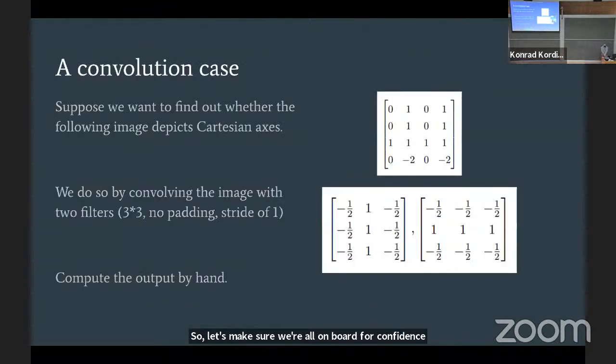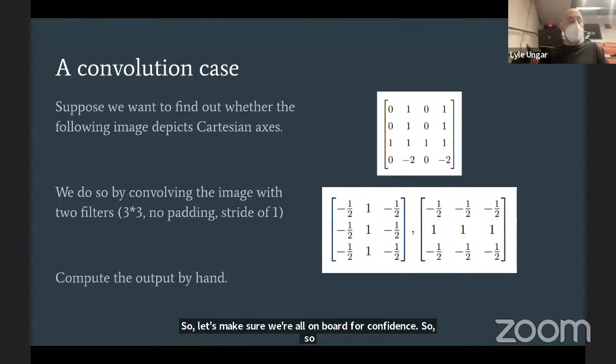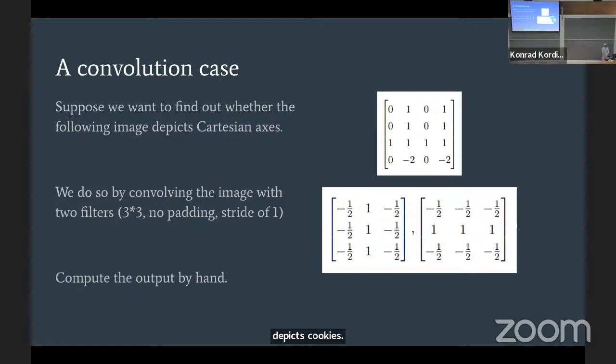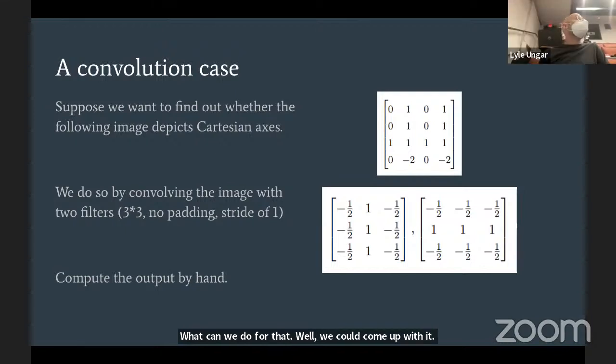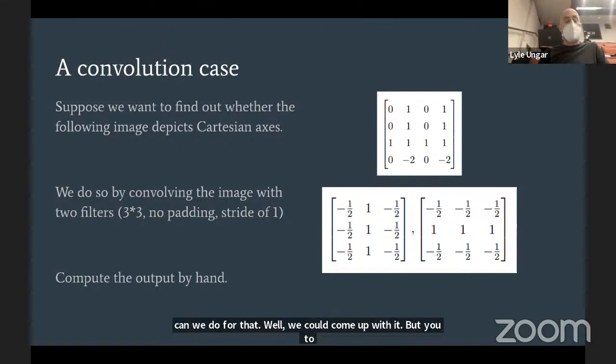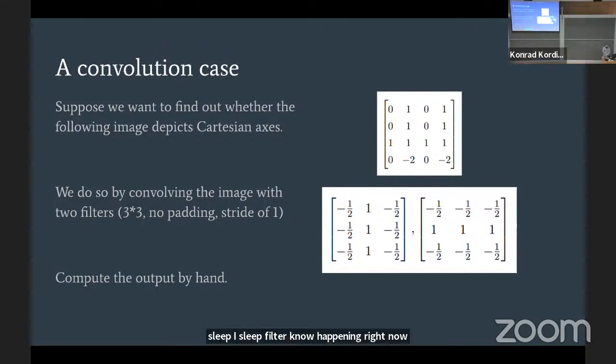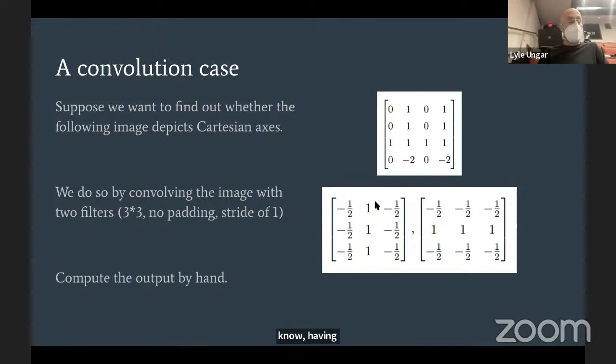So suppose we want to find out whether the following image depicts Cartesian axes. What could we do for that? Well, we could convolve it with two filters. A 3x3 filter, no padding, stride of 1. And so before I go into this exercise, yes, okay.